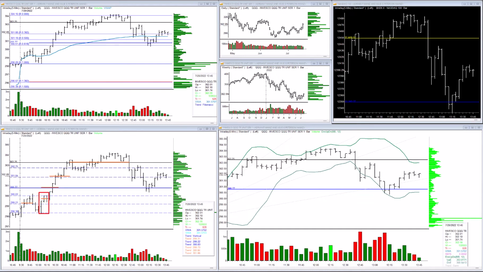The next swing move was the one that more people were anticipating or more people saw. That's from here to here. And then as the day progressed, we just kept picking off these swings and then this consolidation.